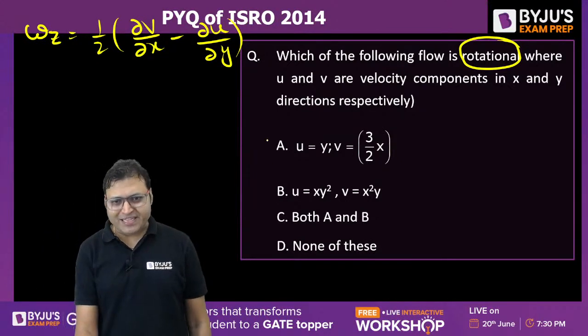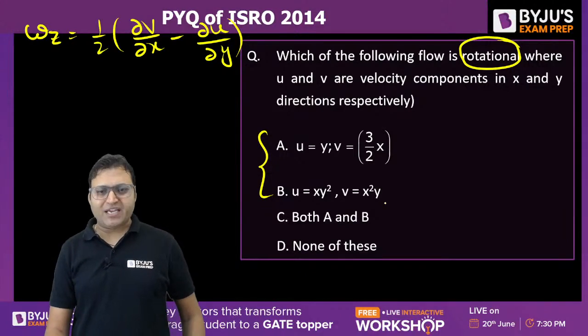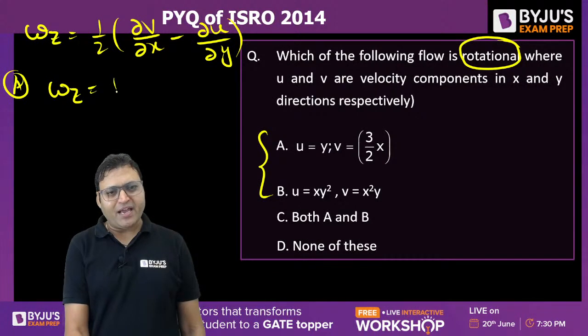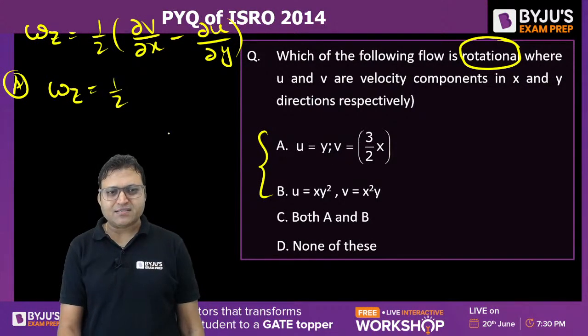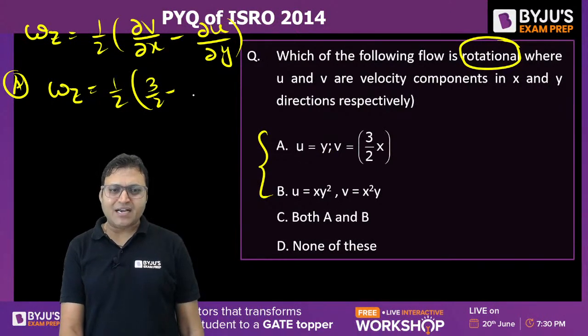Can you find out between these two? Either both are rotational or one of them is rotational. So if we talk about A, what is omega z for A? Half into what is del v by del x? That is 3 by 2 minus what is del u by del y? That is 1. So it is not 0, it is rotational.